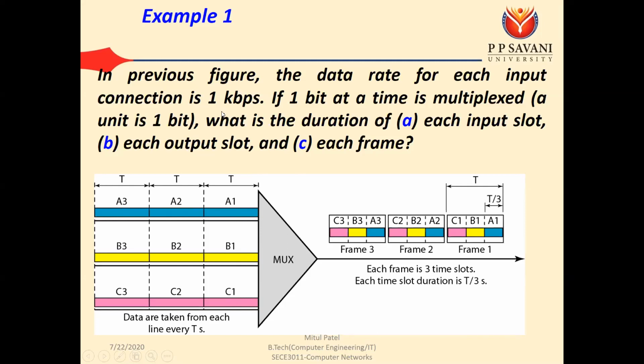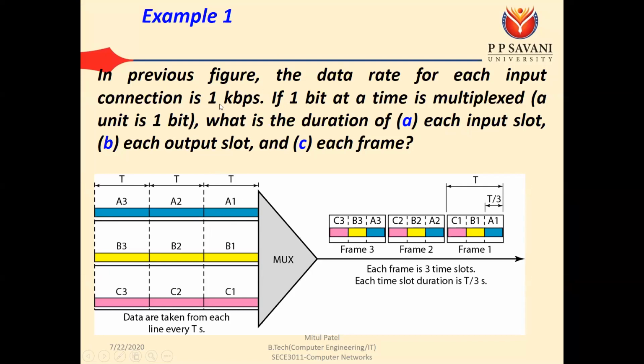Okay, so we have found that for 1000 bits we need 1 second, so for 1 bit we need 1 millisecond. So the input slot duration is 1 millisecond each. So what is the duration of all these input slots? 1 millisecond. That is the answer of our first question: what is the duration of each input slot. Suppose our speed is 1 kbps, then our input slot duration will be 1 millisecond.